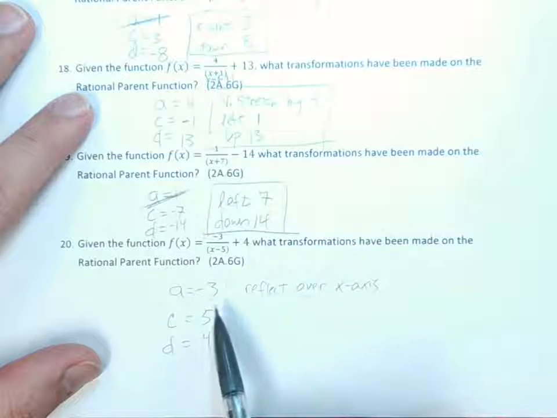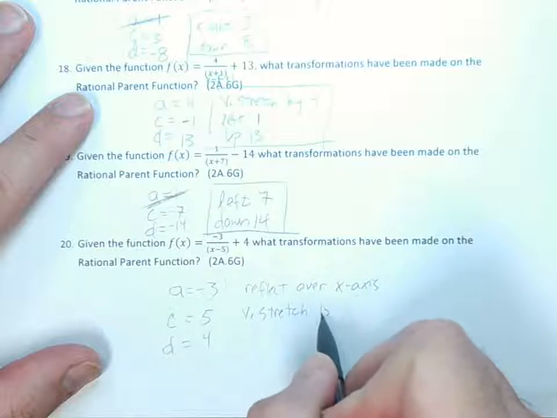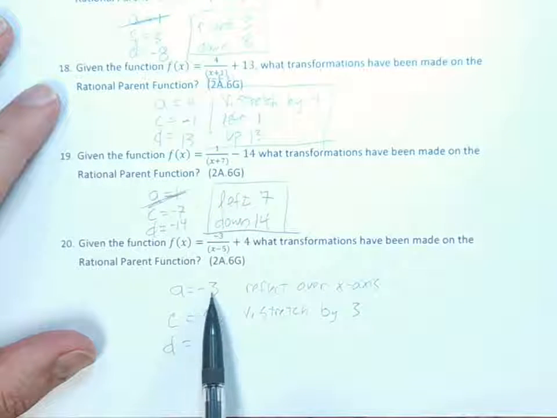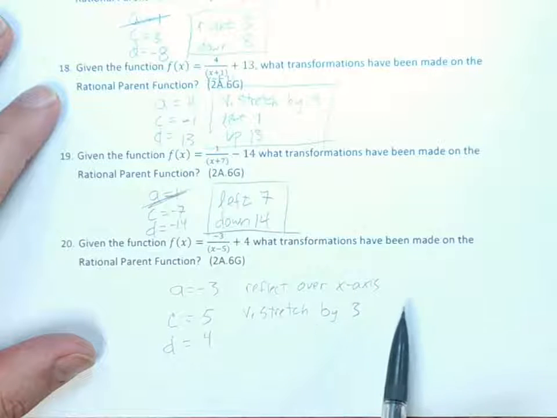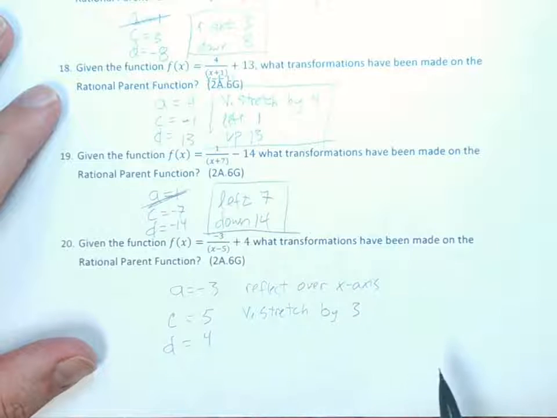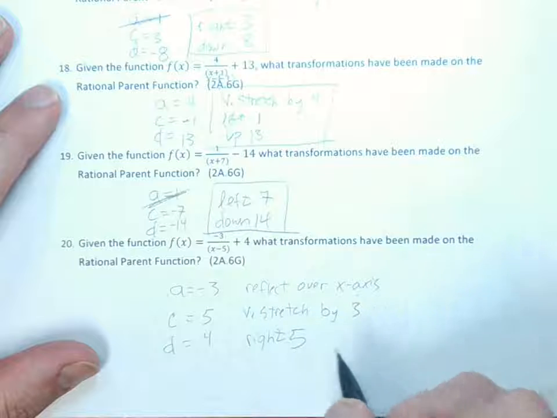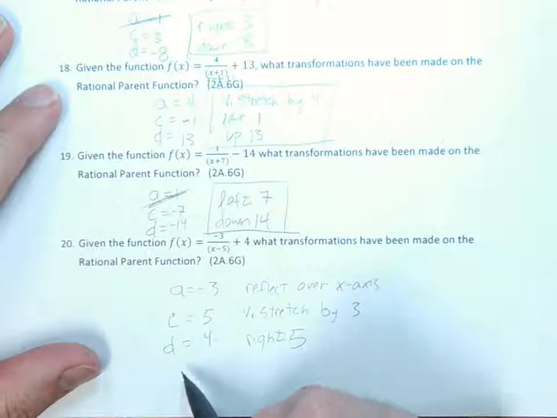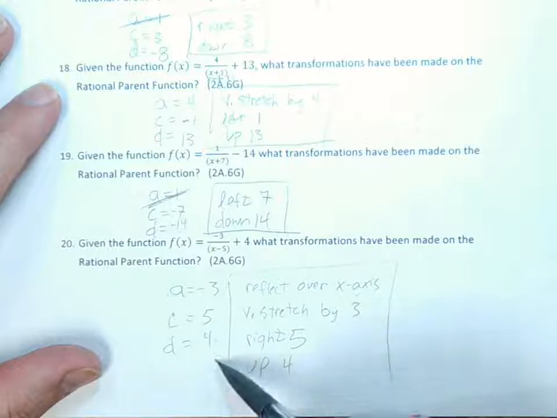So the negative means a reflection. The value 3 means that there's a vertical stretch by 3. And the honest truth is, whether this was positive 3 or negative 3, it would still be a vertical stretch by 3. The negative has nothing to do with whether it's a stretch or compression. The negative is whether or not there's a reflection. So then the C value, that's left or right, it's positive. So that means we're moving to the right, and it's positive 5. So we'll be going to the right 5. The D value is 4. D is up or down, so positive means we're going up, and we will be going up 4 units. So those are all the transformations.